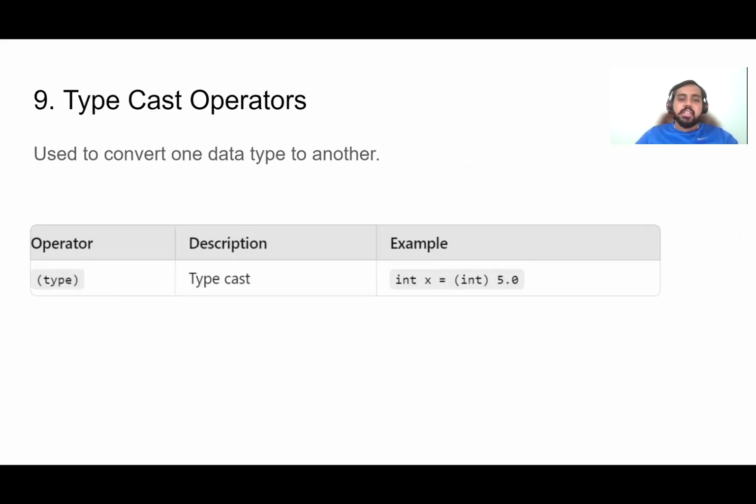Next is the typecast operator. We already discussed this in our previous video. This is used to convert data of one type to another type. It is used in explicit typecasting. If you want more, you can watch our previous video. Suppose you have a float data and we need to convert it back to an int, we can use this int.